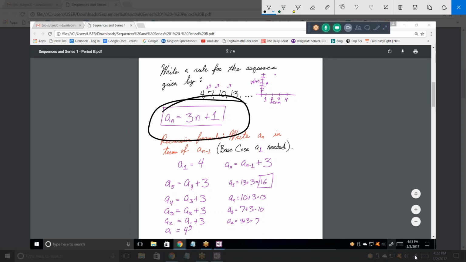You have the explicit formula and you have the recursive formula. The explicit is based on n. In other words, a sub n is just a function of n. Whereas the recursive is based on the previous term. So you have to know n minus 1 to get anywhere. All right.